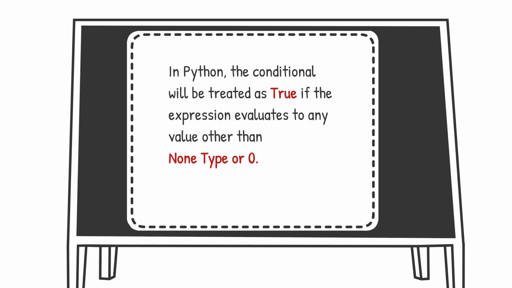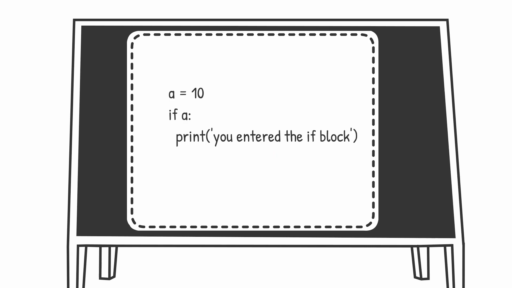In Python, a conditional is satisfied if the conditional expression evaluates to true or any other value other than None or 0. So in this example, since the value of a is 10, the if block is entered and the print statement is executed.